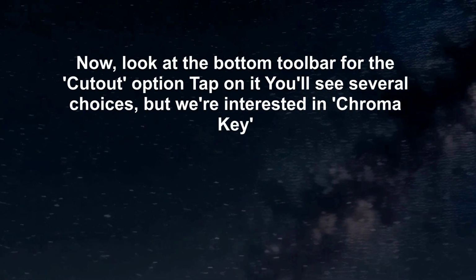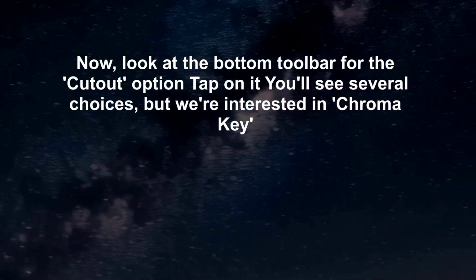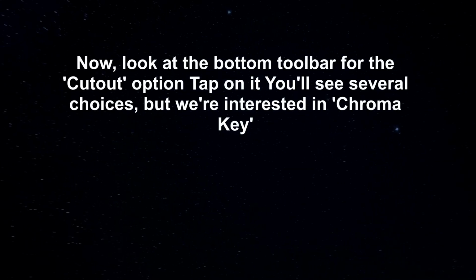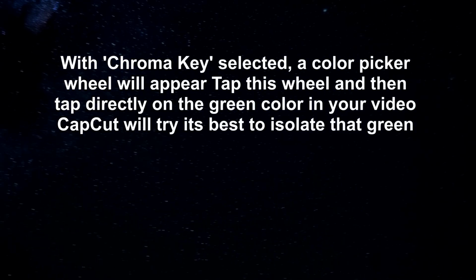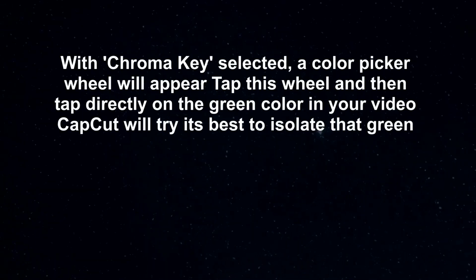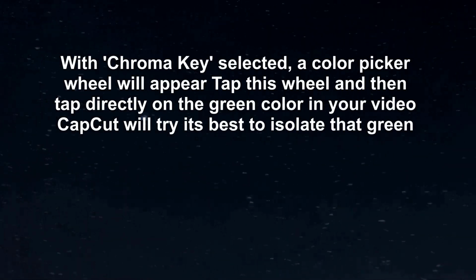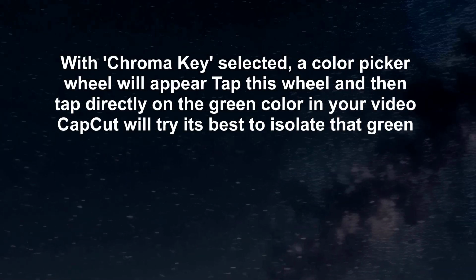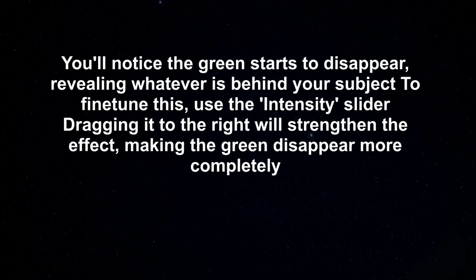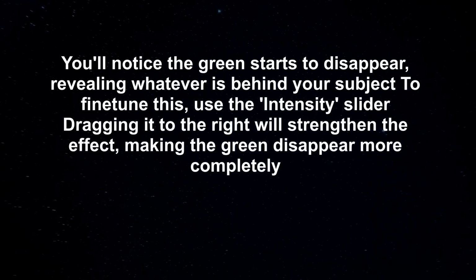Now, look at the bottom toolbar for the Cutout option. Tap on it, you'll see several choices, but we're interested in Chroma key. With Chroma key selected, a color picker wheel will appear. Tap this wheel, and then tap directly on the green color in your video. CapCut will try its best to isolate that green. You'll notice the green starts to disappear, revealing whatever is behind your subject.